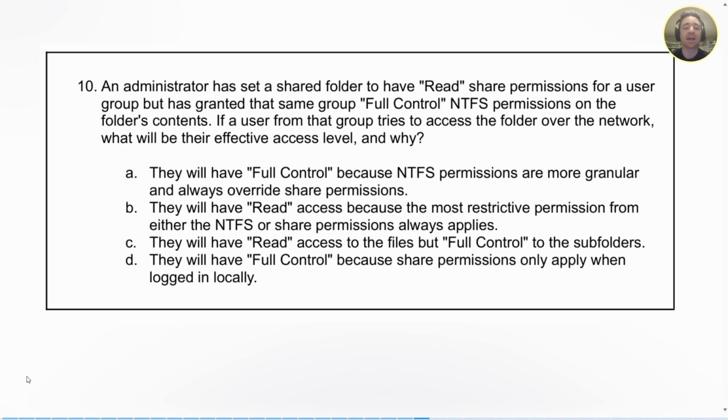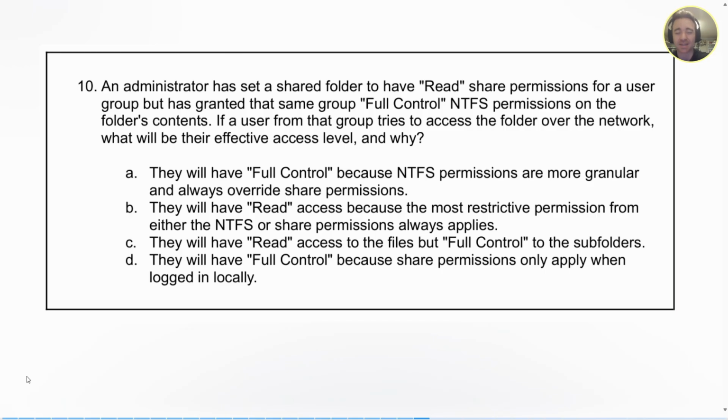The next question reads, an administrator has set a shared folder to have read share permissions for a user group, but has granted that same group full control NTFS permissions on the folder's contents. If a user from that group tries to access the folder over the network, what will be their effective access level and why? Is it A, they will have full control because NTFS permissions are more granular and always override share permissions? Is it B, they will have read access because the most restrictive permission from either the NTFS or share permissions always applies? Is it C, they will have read access to the files but full control to the subfolders? Or D, they will have full control because share permissions only apply when logged in locally?